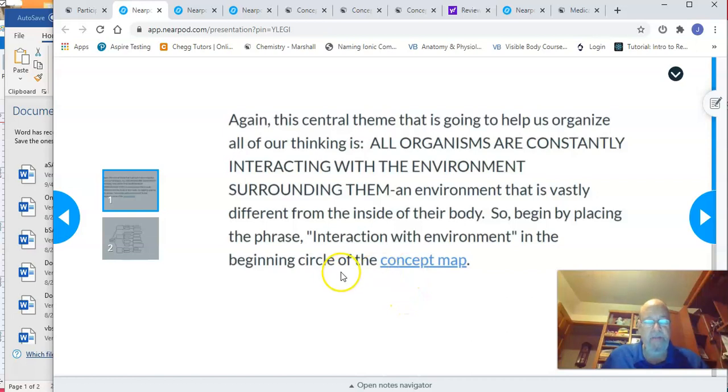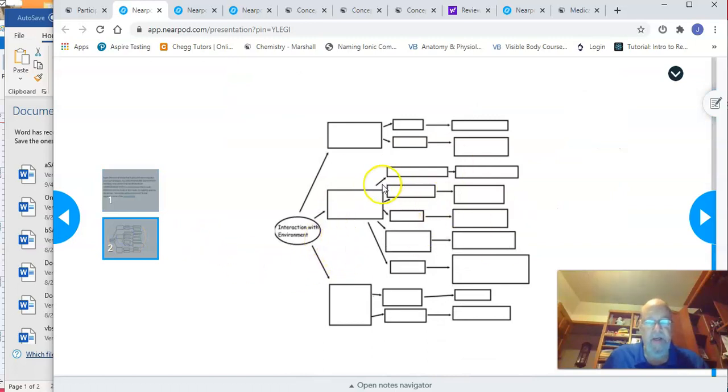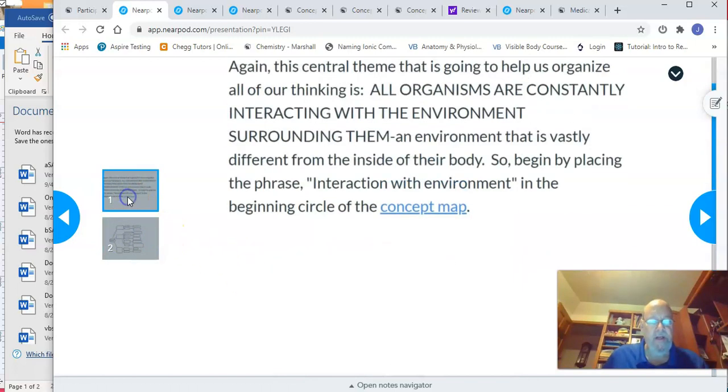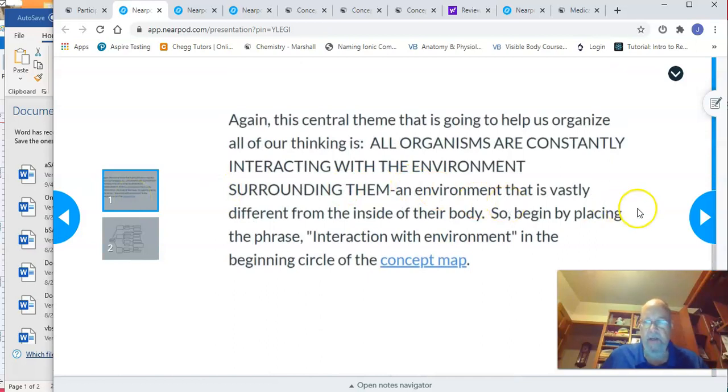So we have this concept map here, and over here on the left-hand side in the Nearpod presentation, you can see that I've got a second slide for this page. If I scroll down, this is my concept map, okay? And I want you to put the term interaction with environment as our main thing. This is our starting point, okay? And I can create this really complex looking diagram just by following some important clues here. So put interaction with environment in your concept map or your graphic organizer, and then move on to the next slide.